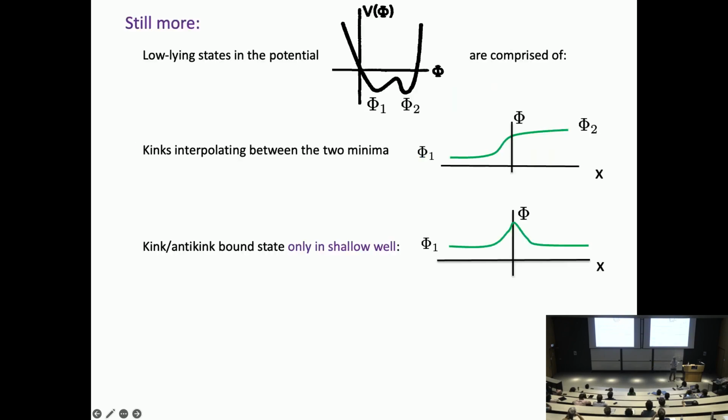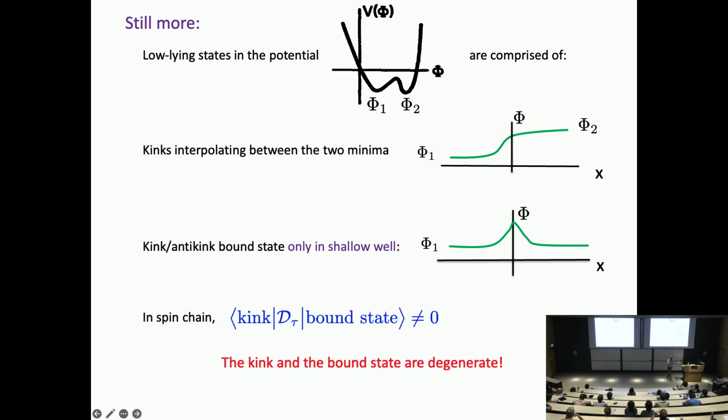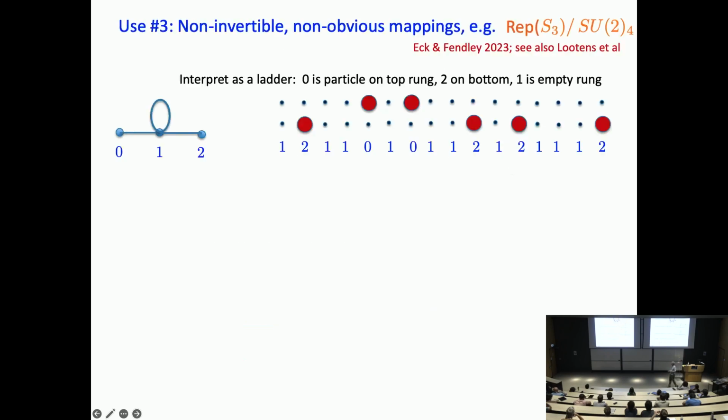But even more, you can even get the excited state. So it's funny, in this double well, the basic excitations you might expect, well, there's a kink between the two ground states, but then there's also what gets called in the sine-Gordon language a breather, a bound state just within the shallower of the wells. There'll be one here, but it'll be higher in energy. But it turns out in this particular model, they're exactly degenerate. And again, the non-invertible symmetry gives you that.